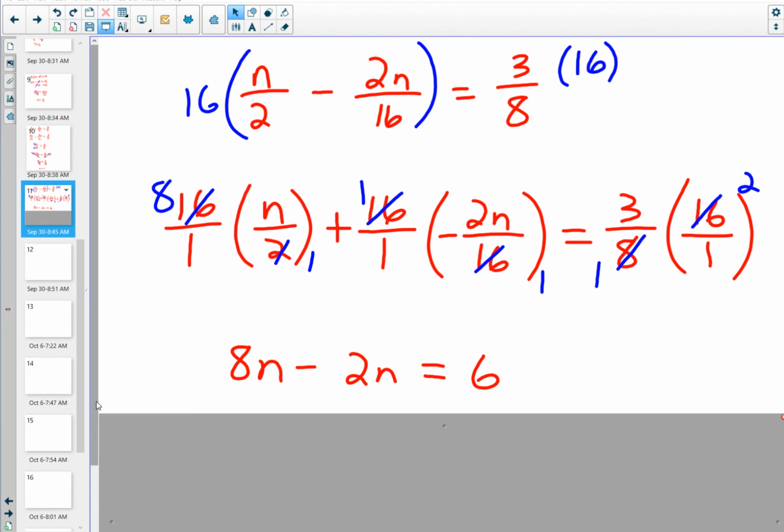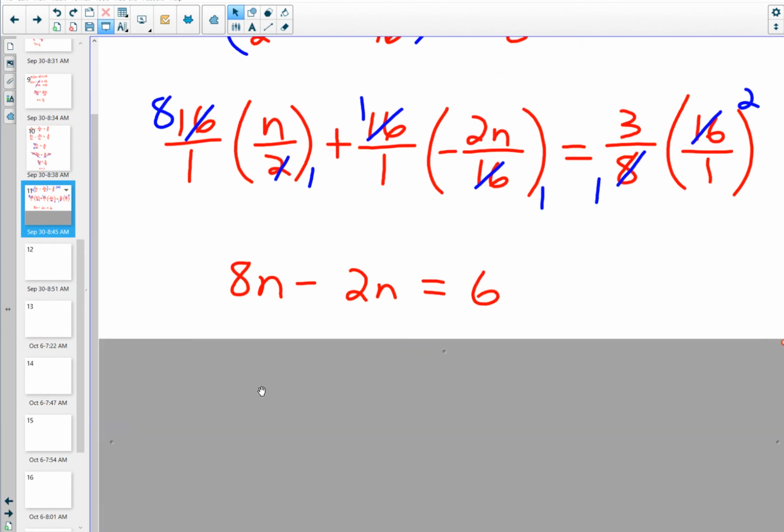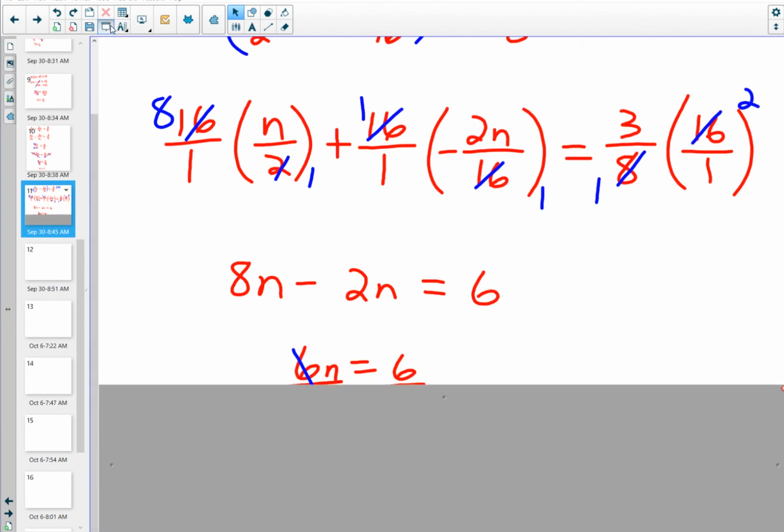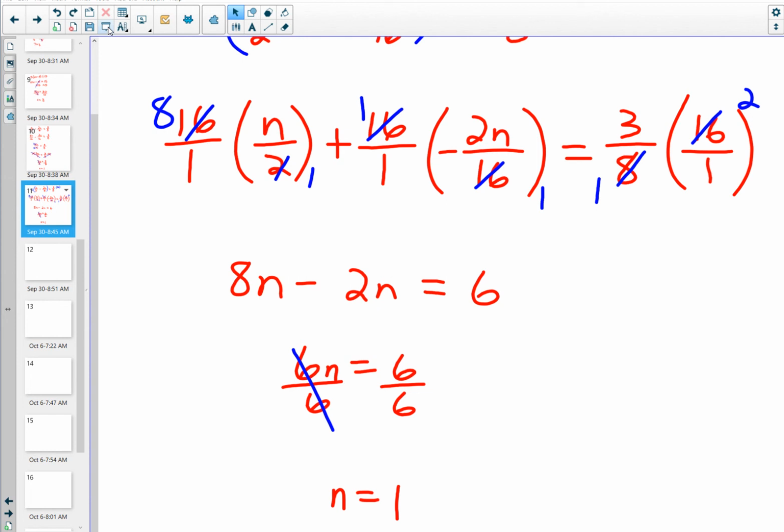8n minus 2n is 6n, divided by 6. The really nice thing about this is that even though we did it two different ways, what did we end up with at the end? Same solution.